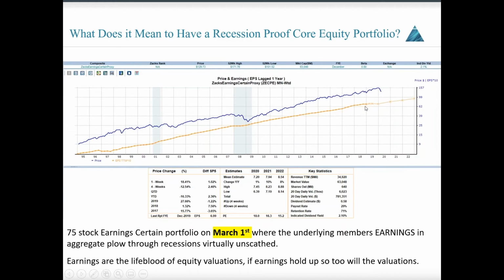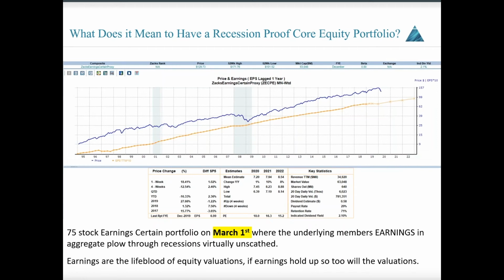And what you're looking at is the price and earnings chart, again, out of the Zacks research system on March 1st. This is the broader 75 stock earnings certain portfolio. This is the original earnings certain portfolio that's been in existence for over 25 years. And you can see that throughout past periods of recession, this group of stocks has literally moved through from an earnings perspective unscathed, and it's helped to shield the underlying equities from real precipitous declines that we would see in the broader proxy, in the broader benchmark.